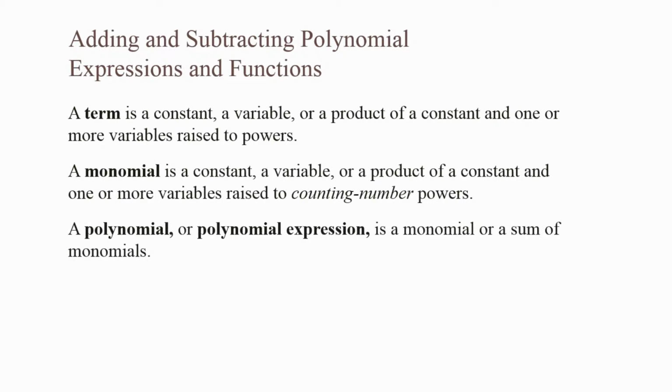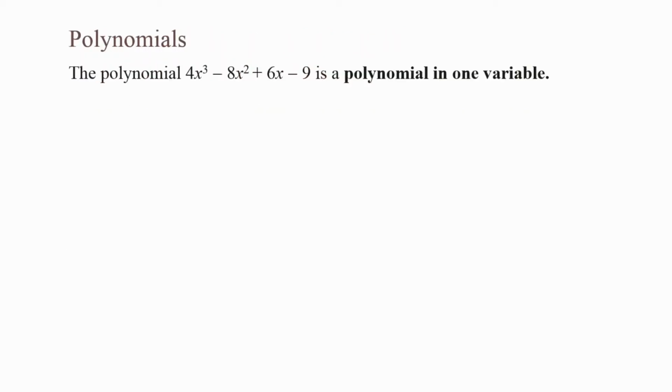A polynomial or a polynomial expression is a monomial or a sum of monomials. Polynomials. The polynomial 4x to the third minus 8x squared plus 6x minus 9 is a polynomial in one variable. It has four terms: 4x to the third, negative 8x squared, 6x, and negative 9.